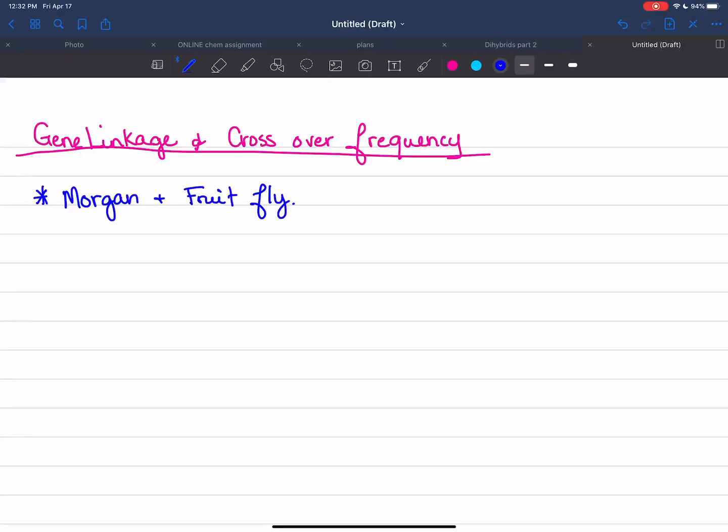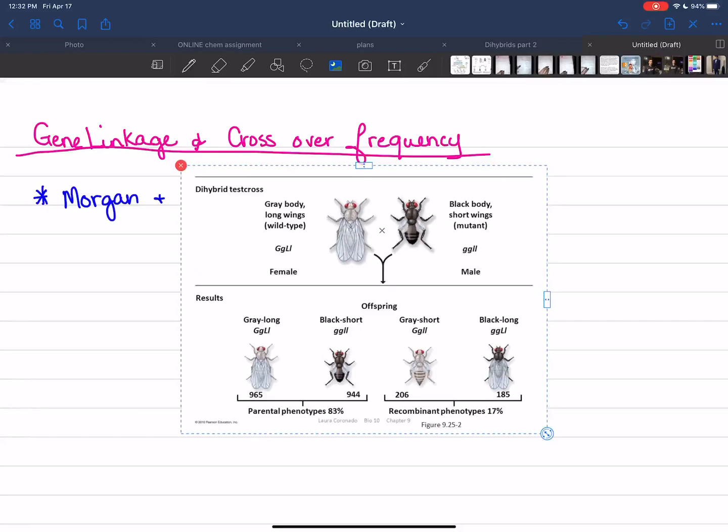So remember, we looked at Morgan for multiple alleles with the fruit flies and eye color. We also saw Morgan again when we did sex linked. And now we have this gene linkage concept that Morgan also brought to light. Okay, so what Morgan did is he made a test cross when it came to fruit flies. And for that, I'm going to show you a picture in order for me to explain it. And I'm going to attach that.